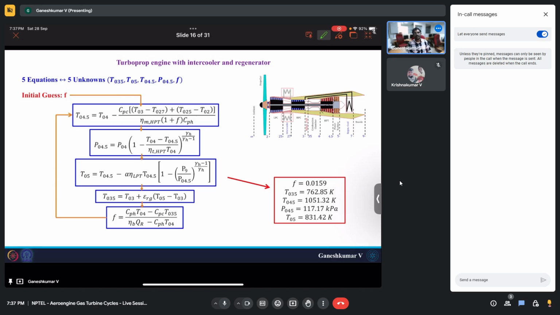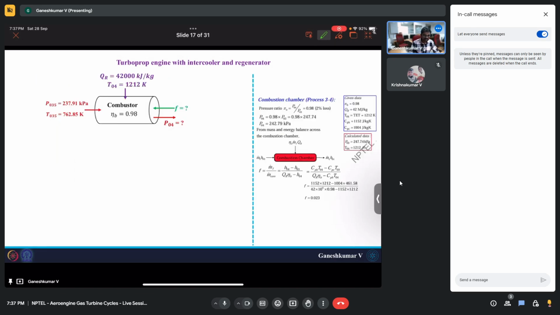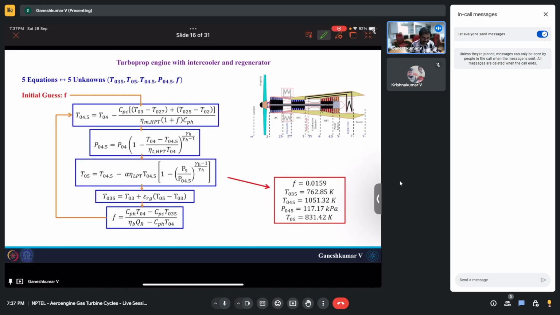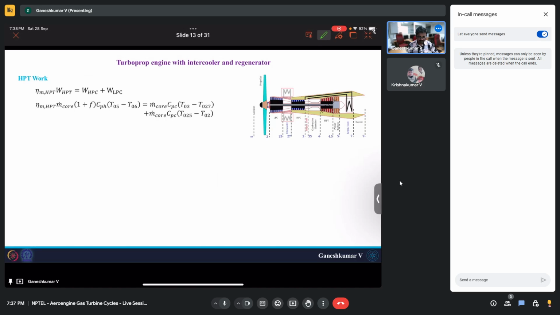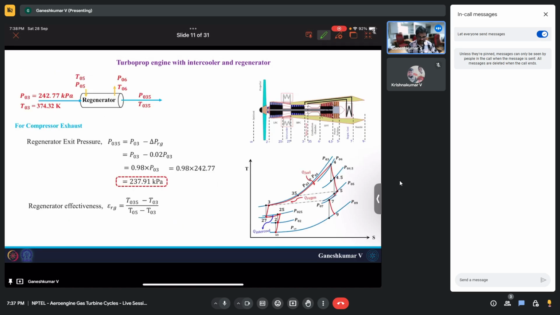Okay, so let's go back and see what happened. T035 is nothing but a regenerative temperature. It's the temperature of the gases from the high pressure compressor, which also receive regenerative heat from the exhaust. So from around 300 Kelvin or so, I guess. What was HPC exit? If you go back some slides, regenerator. If you look at it, T03 is 374.32 Kelvin.